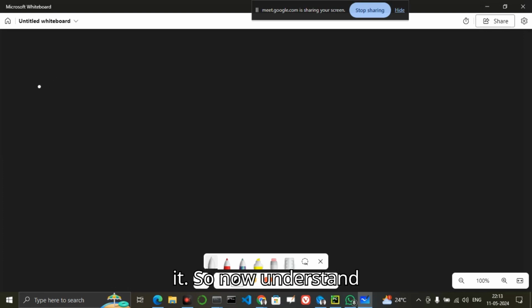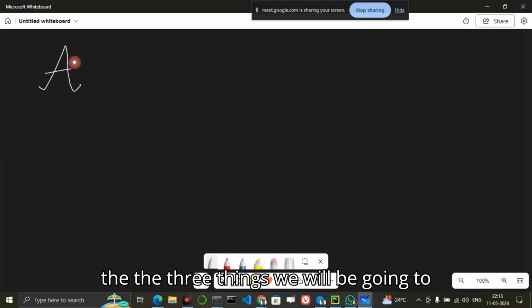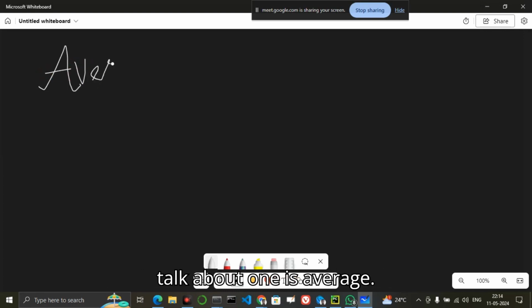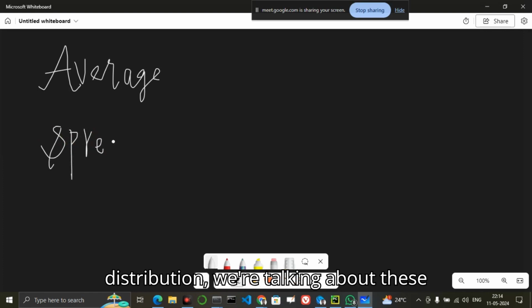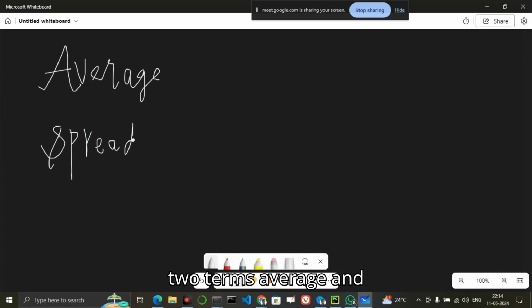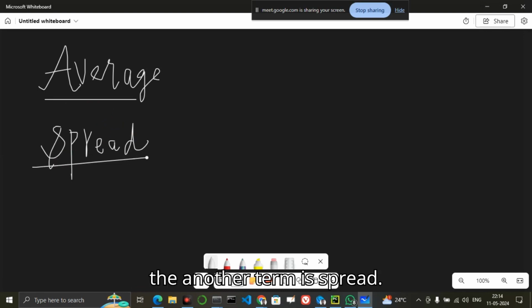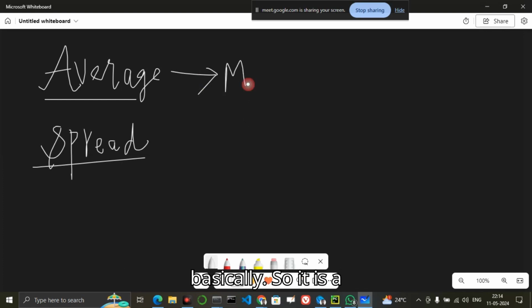Now understand the three things we will be going to talk about. One is average, okay? Second is spread. Whenever we are talking about the normal distribution, we are talking about these two terms: average and spread. Average is nothing but medium size. Average might be the medium size basically.